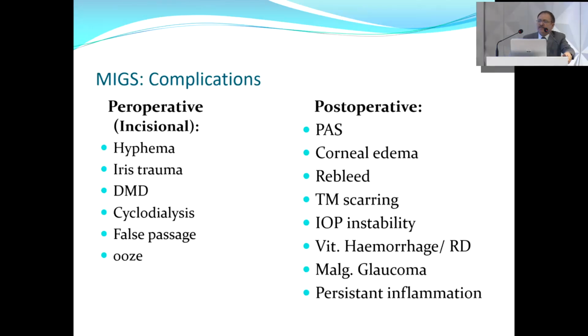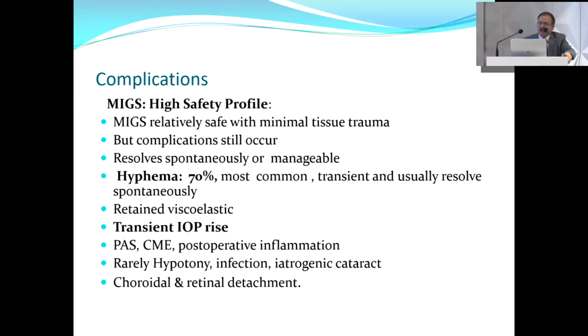So, peroperatively, by making the incision, there could be hyphema or iris trauma or DMD or cyclodialysis rarely, false passage like we see with GATT, or some blood ooze, and postoperatively there could be peripheral anterior synechiae, corneal edema, rebleed, trabecular meshwork scarring, IOP instability, sometimes vitreous hemorrhage, even malignant glaucoma and persistent inflammation. So, MIGS though have a high safety profile, it is a relatively safe procedure compared to others with minimal tissue trauma. But complications do occur, and most of them resolve spontaneously or are manageable.